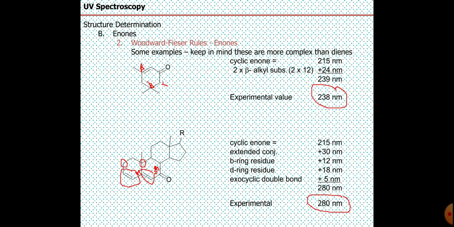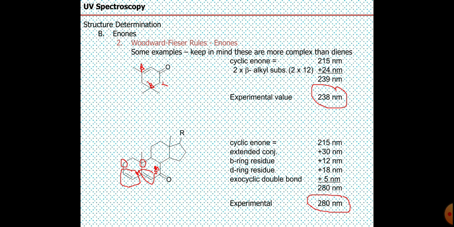Let us see the examples for enones. The first example is the cyclic ketone, also known as cyclic enone. The base value for cyclic enone is 215 nanometer. There are two beta alkyl substituents, and we know that if an alkyl substituent is present on the beta position, 12 nanometer will be added. So 2 into 12 is 24 nanometer. The total value is 239 nanometer, and the experimental value is 238 nanometer. So the experimental value and the calculated value are nearly similar and match with each other.